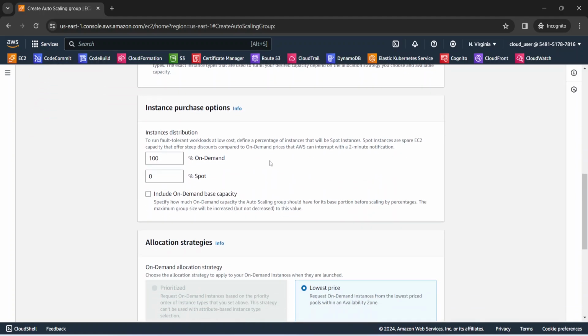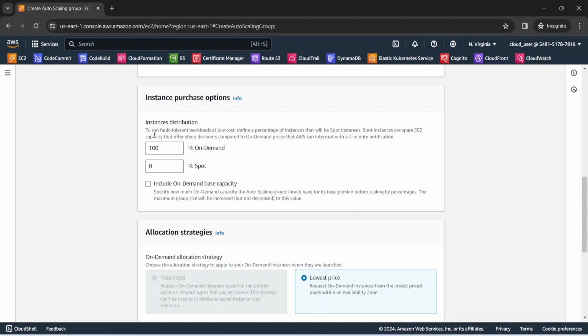So the purchase options can also be played around, where the distribution means on demand or spot. Spot instances are nothing but, if your application is not very critical, like it should not be highly available all the time, then you can modify the percentages for on demand and spot as well.